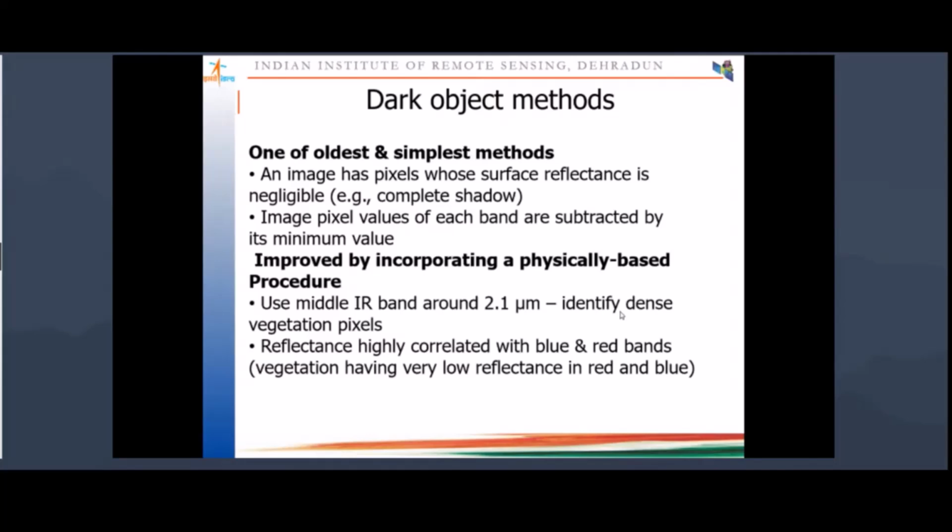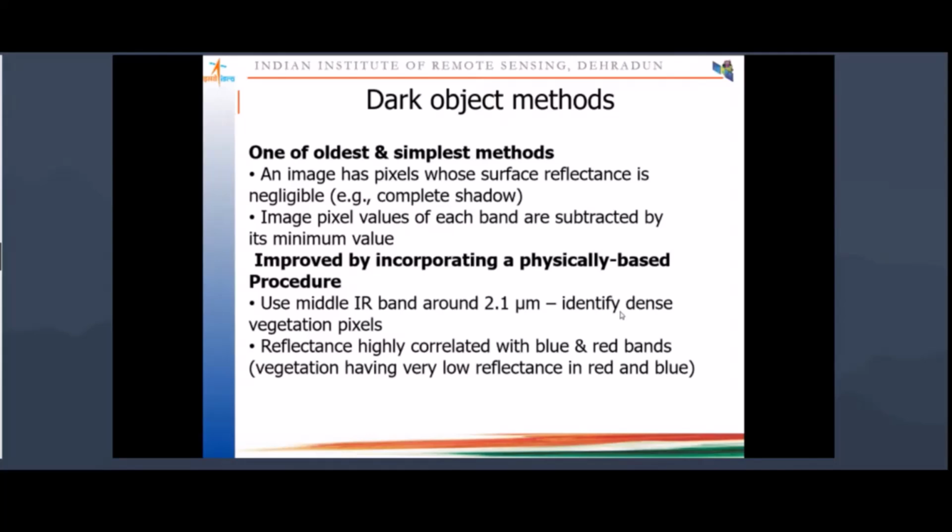What you do here is you pick up some pixels, those features whose surface reflectance should be negligible. For example, in visible bands, complete shadowy regions should have near zero surface reflectance. Or if you have a water body in the near infrared region, there also you assume that the surface reflectance should be near zero. And such dark pixels should have near zero surface reflectance in the corresponding bands.